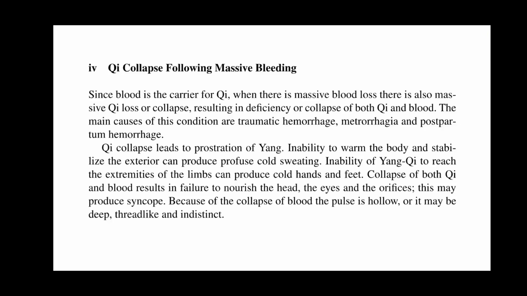Next is Chi collapse following massive bleeding. Since blood is the carrier for Chi, when there is massive blood loss, there is also massive Chi loss or collapse, resulting in deficiency or collapse of both Chi and blood. The main causes of this condition are traumatic hemorrhage, metrorrhagia, and postpartum hemorrhage. Chi collapse leads to prostration of yang.